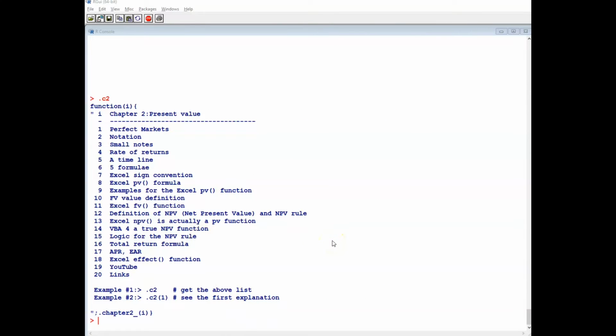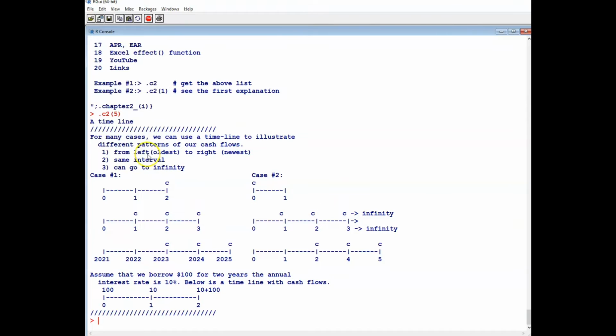Topic number 1, a timeline. For many cases, we can draw a timeline to illustrate patterns of our cash flow. Actually, this is usually from left to right, and if left is present value, right will be the future value.